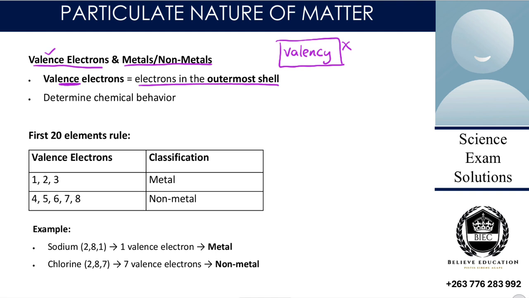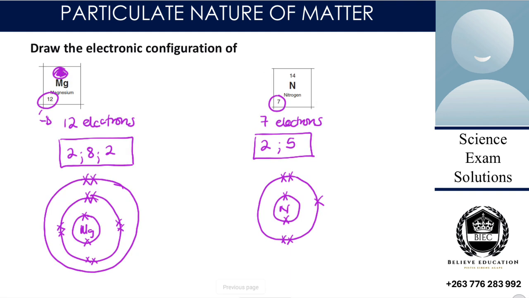So we are saying that valence electrons are equal to the electrons in the outermost shell. Are we together? So in our outermost shell, let's say we go back here, our nitrogen has 5 electrons, 1 2 3 4 5 in the outermost shell. So its valence is what? 5, the number of electrons in the outermost shell. Then magnesium has 2 in the outermost shell.